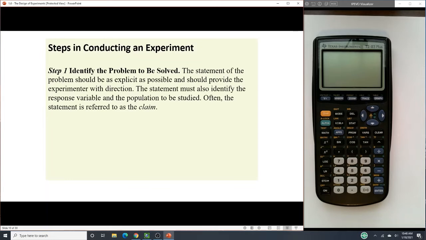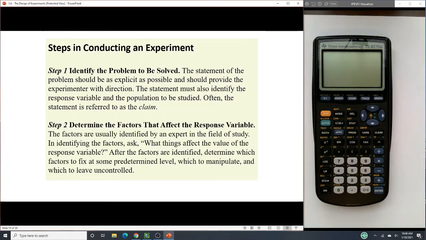All right, step 1, identify the problem to be solved. So this is a statement of the problem, it should be as explicit as possible, and should provide the experimenter with direction on what to do. The statement should also identify the response variable and the population under study. Okay, this is also usually known as the claim.